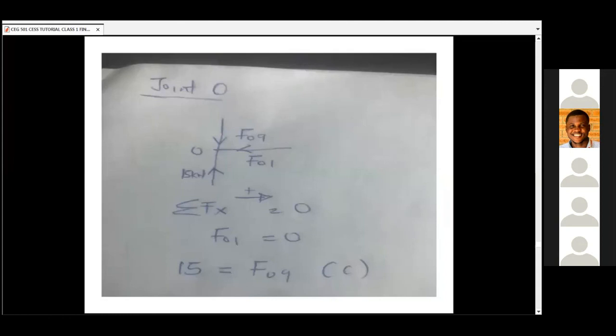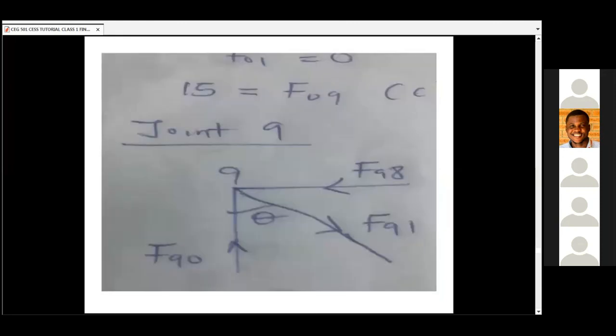Okay. So now for joint nine, which is the second joint, the last joint upwards on the left, is the next one we are considering. Now, we know that F90 will be the same value as F09. The only difference would be that F09 will be in compression, while F90 will be in tension.